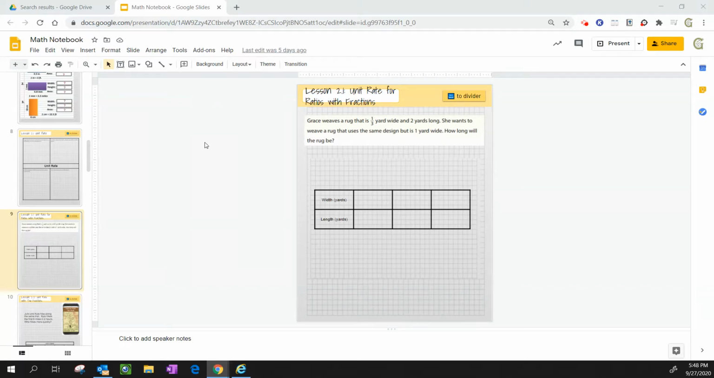All right, so last time we talked about the idea that unit rate is just a rate where one of the numbers is 1. So that's what we're going to keep trying to do with the numbers that we have, just like we took our scale and got it to a number 1. But now we're going to add fractions into the mix.